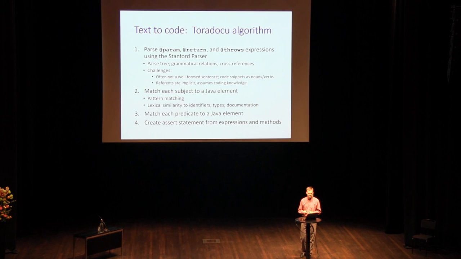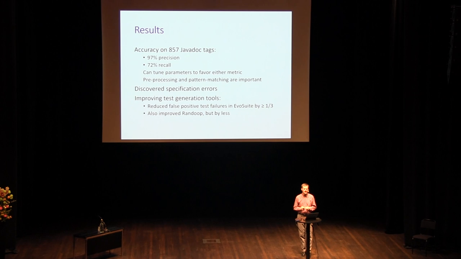So we've built this system. We ran it on almost 900 Javadoc tags. The system got 97% precision and about 72% recall. This is only for the tags that actually could be converted. So when we looked at code, a lot of tags were things like "throws IO exception if there's a problem while reading the file." And there's no expression that you could use. So those aren't part of this measurement.